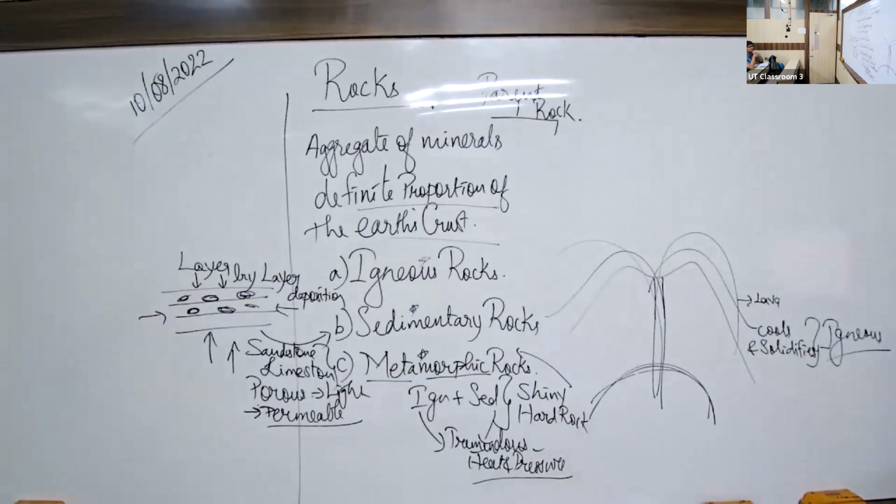Let us see his sentence formation. When igneous and sedimentary rocks are under tremendous pressure and heat, they form a shiny hard rock. They don't form, they transform. They transform into a shiny hard rock. They are called metamorphic. Right.